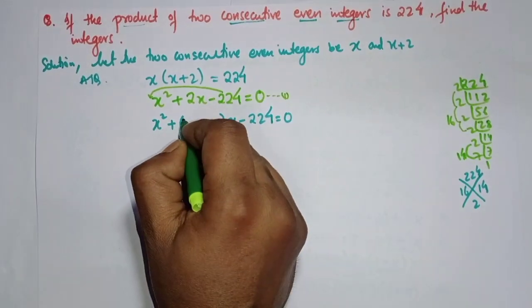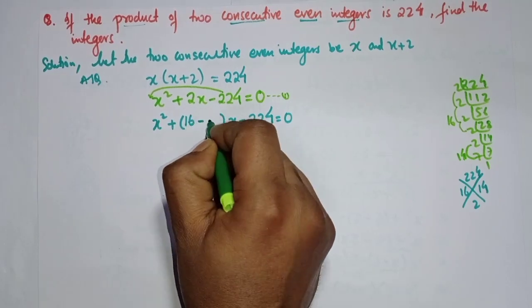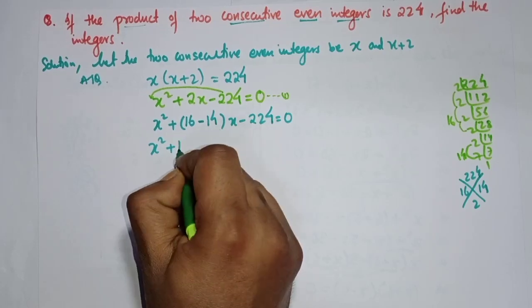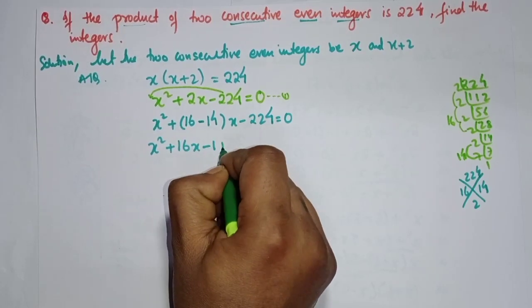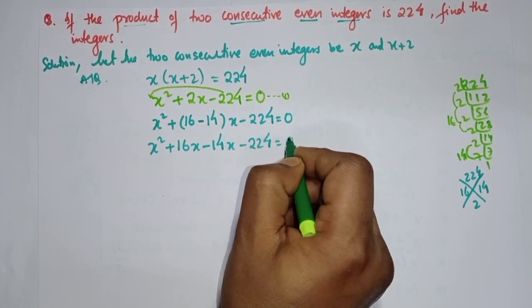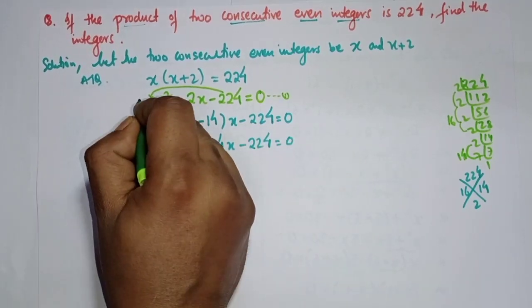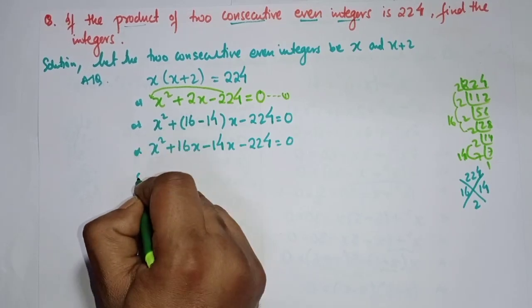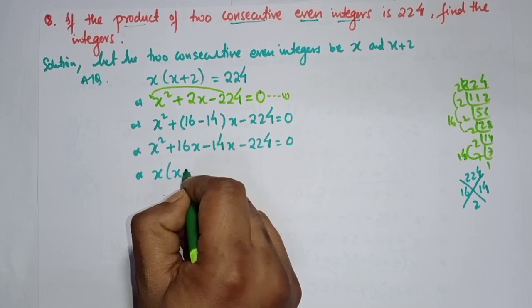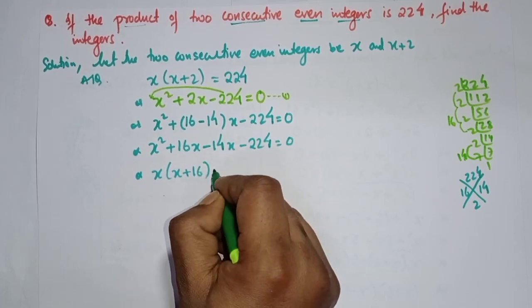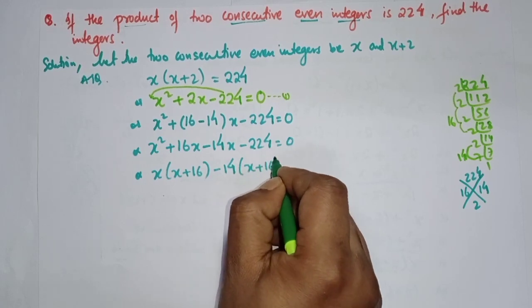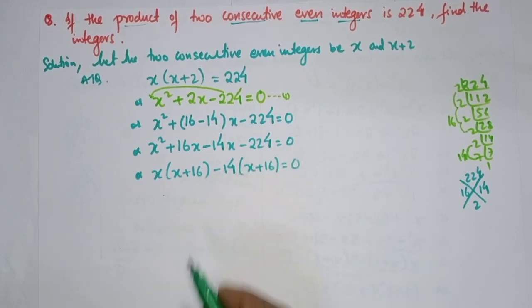Always write the bigger number in front. So 16 minus 14. So this will be your x square plus 16x minus 14x minus 224 equals 0. Now what can I do? As you know, we have to take the common. So the common is x plus 16. What will be the common here? Minus 14. And this is your x plus 16. Always these two have to come the same.